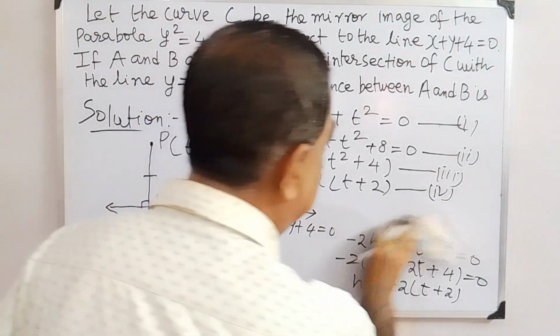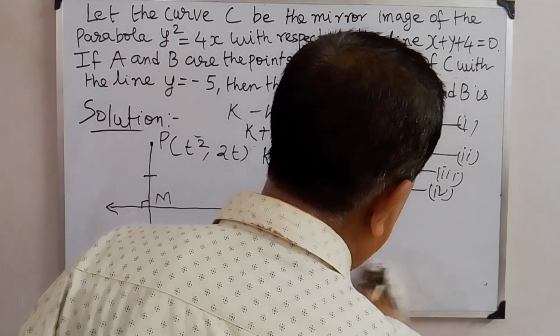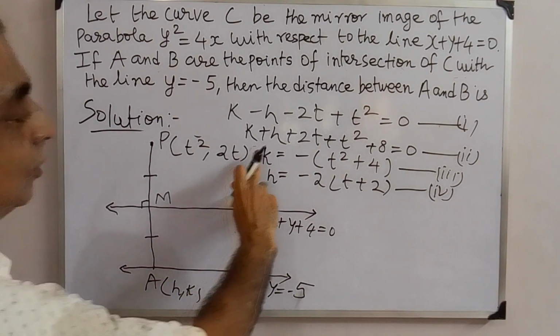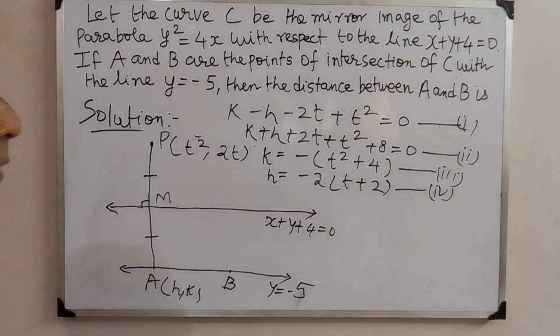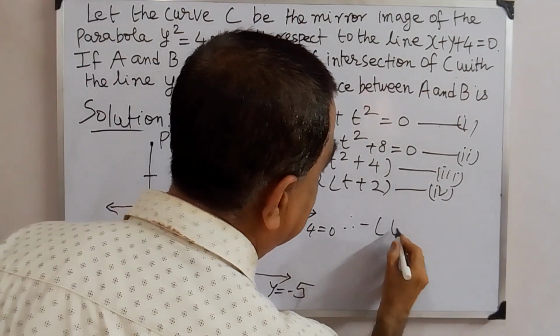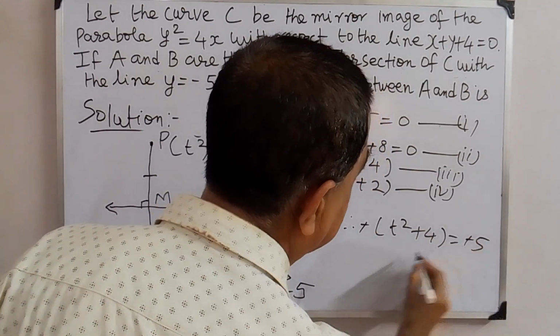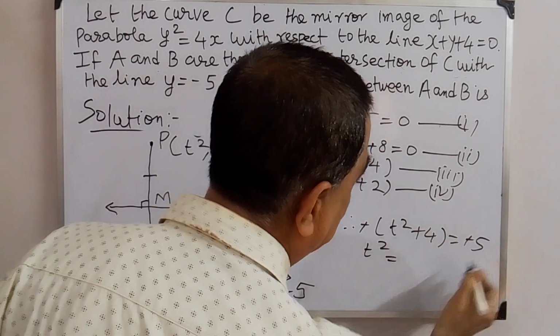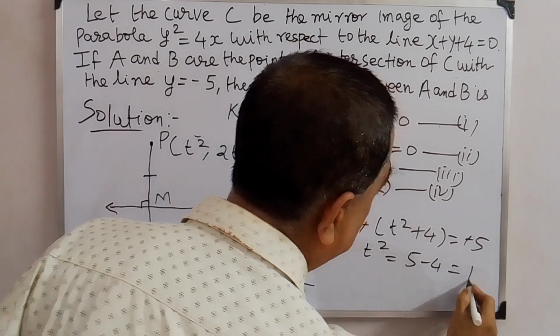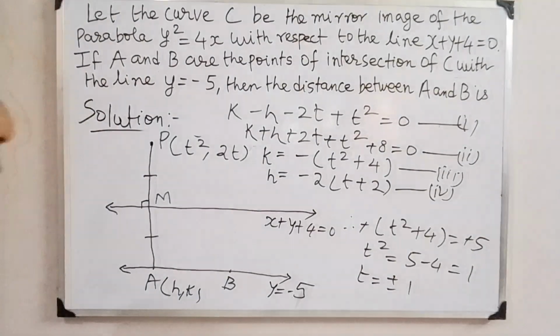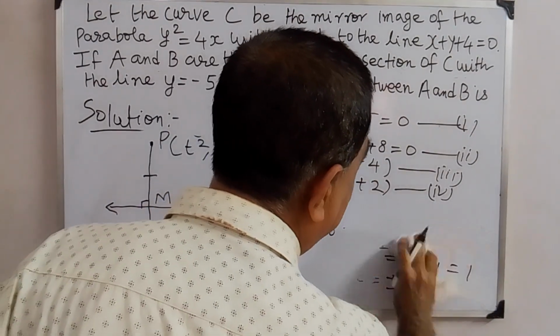Now we know that this point A is on the line y equals minus 5. So every point on this line has y coordinate minus 5. This is the y coordinate of A, so this has to be minus 5. So minus (t² + 4) equals minus 5. Minus minus cuts out from both sides, so t² plus 4 equals 5, the 4 goes to this side as minus 4, so t² is 1. So t will be plus or minus 1.